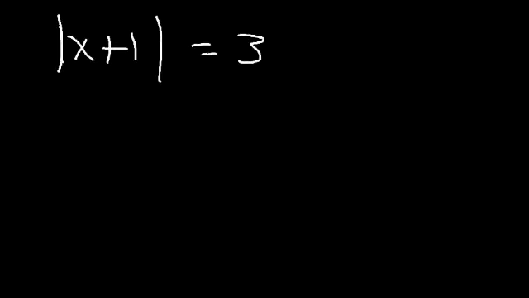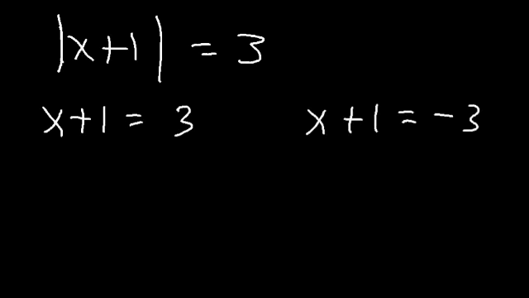Whenever you have an absolute value equation, you need to write two equations. X plus 1 can equal positive 3, and it can also equal negative 3, because the absolute value of 3 and negative 3 is the same, positive 3. So in the first equation, if you subtract 1 from both sides, the first answer is 2, and for the second one, negative 3 minus 1 is negative 4. So you get two answers for an absolute value equation.